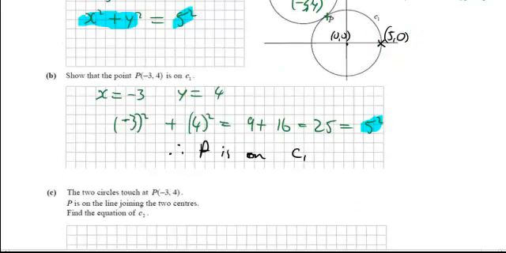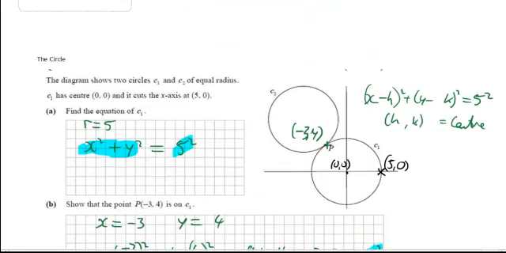Okay, so two circles touch at P, this one here. So P is on the line joining the two centres. Find the equation of C2. So we've got these here, and we see that they join, and that's the centre point over here. Now, in order to find the equation of a circle, we need two things. We need the centre and we need the radius. Well, we know the radius is 5 because it's the same for the two of them.